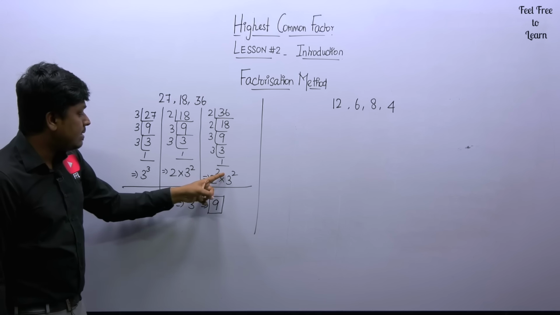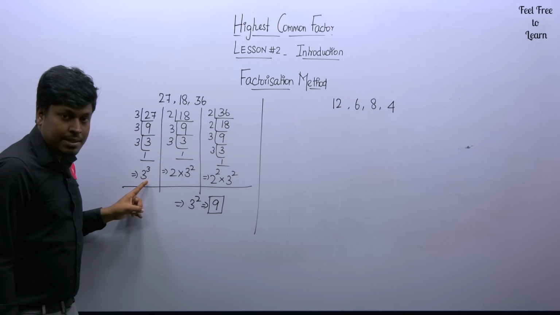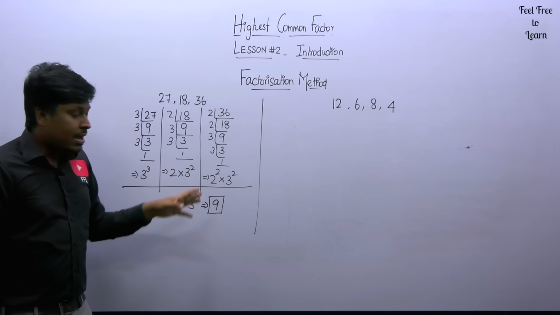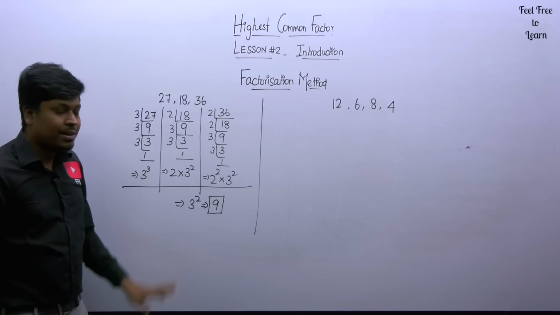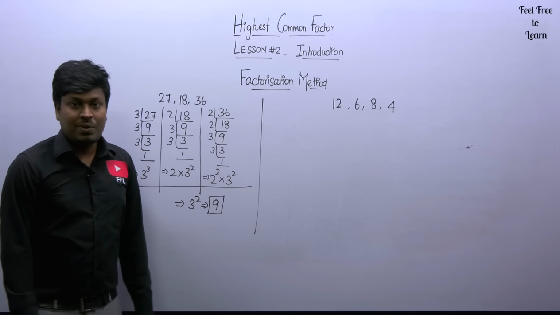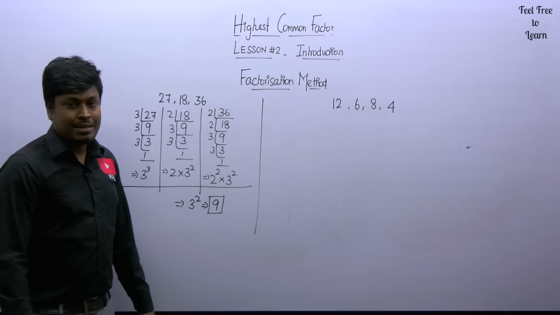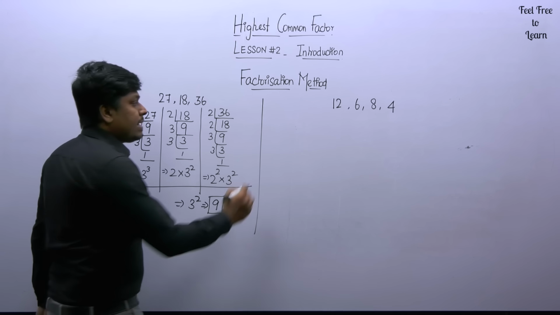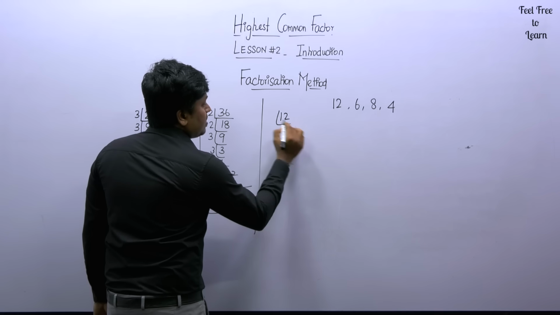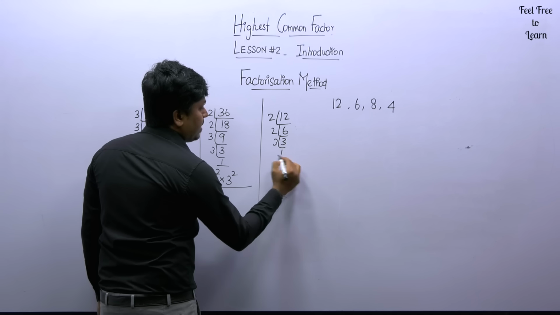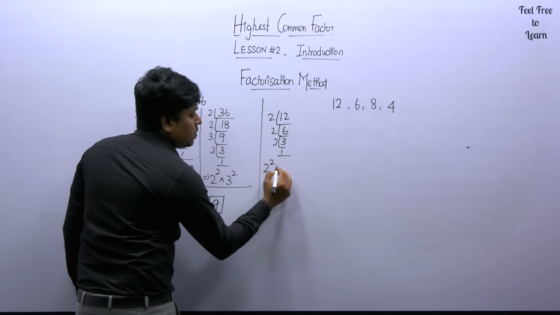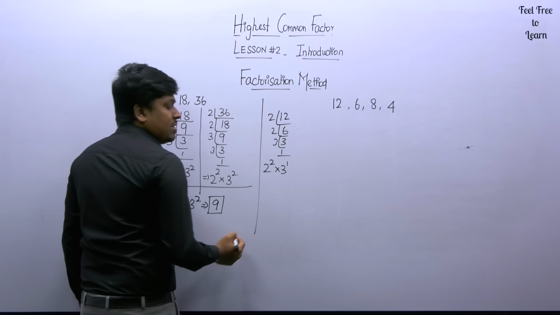So we are seeing that 3 is common in all the three, right? 3 given numbers, and also the lowest power is 3 square. So we are taking 3 square, which is 9. Got it or not? So this is called as a factorization method. So I have taken another example here. So 12, right? So 2 times 6 2s are 12, 2 times 3 2s are 6, 3 and 1. So we have totally 2 2s and 3 1. Got it? So this will be the factor.